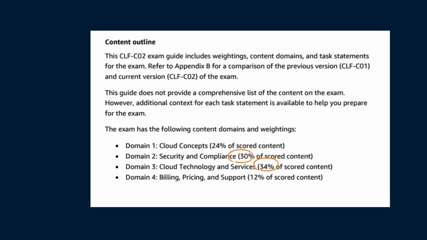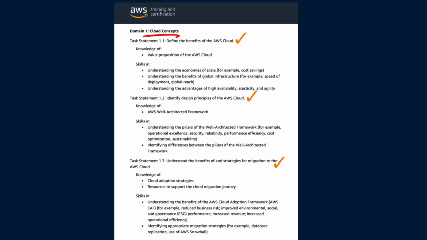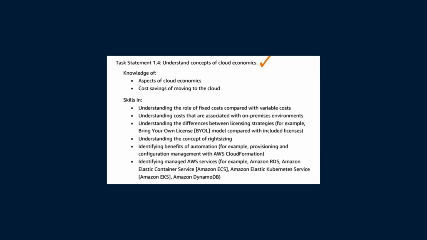Okay, so for the cloud concept, the main things that you need to focus on, the tasks are highlighted there. We have about 4 tasks that you need to focus on. Define the benefits of AWS Cloud. The second task, identify design principles of AWS Cloud. And the third task, understand the benefits of and strategies of migrating to AWS Cloud. And the last, understand concepts of cloud economics. So these topics are covered in the first domain.